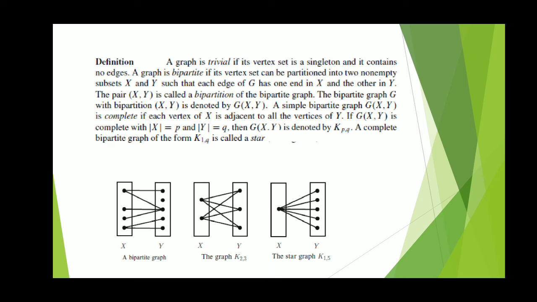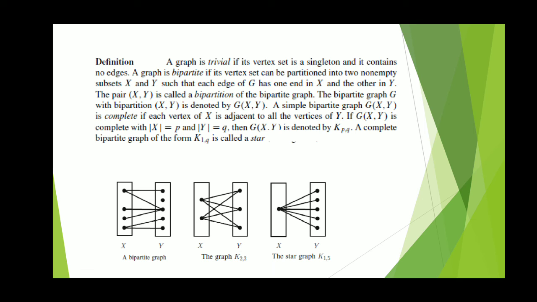Then if each vertex of X is adjacent to all the vertices of Y, then the graph is said to be a complete bipartite graph. It is denoted by K P, Q. So the cardinality of X is equal to P, the cardinality of Y is equal to Q, and the complete bipartite graph is denoted by K P, Q. The second one is K 2, 3. This one is a complete bipartite graph. The first set contains two vertices and the second set contains three vertices, and all the vertices of the different sets are connected by edges.